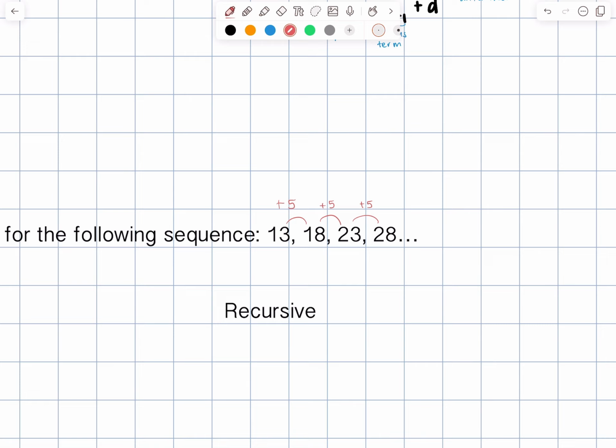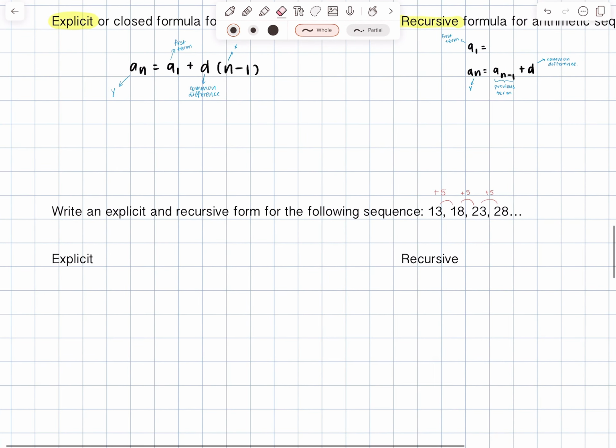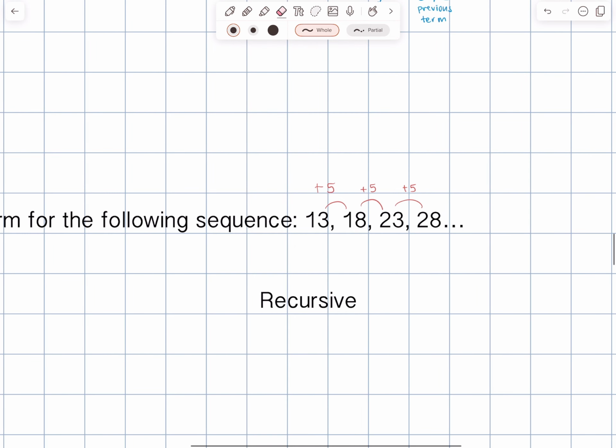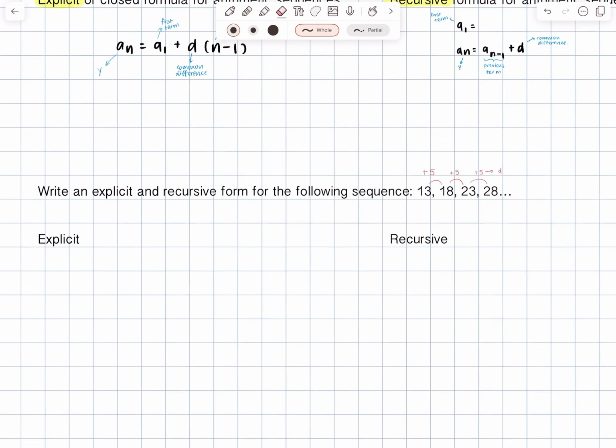Let's say it was more complicated, like you had bigger numbers. All you need to do is subtract the previous number from the next number. So 18 minus 13 gives us 5. 23 minus 18 gives us 5. That way you can figure out what this number is if you can't see it straight away. Okay, now that we have our common difference, so this 5 is our common difference, I'm just going to write d.